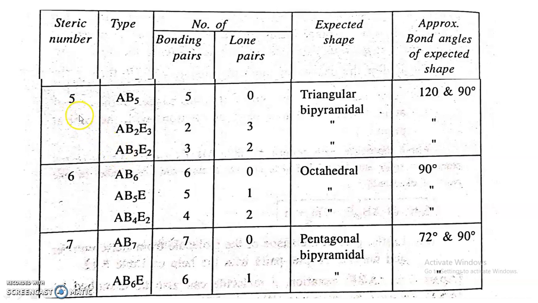Similarly, for steric number 5, a molecule may contain 3 atoms attached to the central atom and 2 lone pairs. Expected geometry is triangular bipyramidal. Now when the steric number is 6, an example of a molecule is AB6, it means A is attached to 6 B atoms. Here bond pairs will be 6, lone pairs will be 0, expected shape will be octahedral, bond angle is 90 degrees. Accordingly, when one lone pair or 2 lone pairs are there, there is a distortion from the octahedral shape.